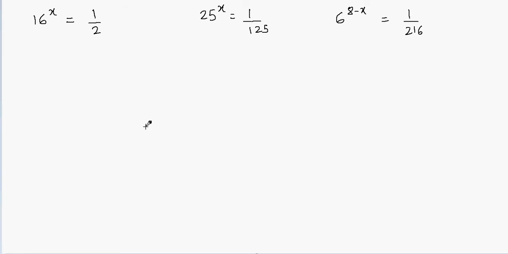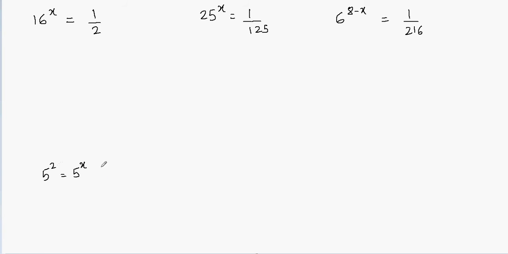which we will use to solve these equations, and that property is called the one-to-one property. It says that when you have the same base on each side, the exponents are equal. So let's take a look at this example here. Suppose I have 5 squared is equal to 5 to the power x.